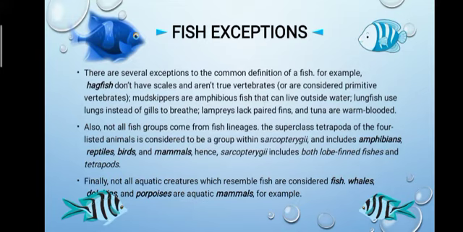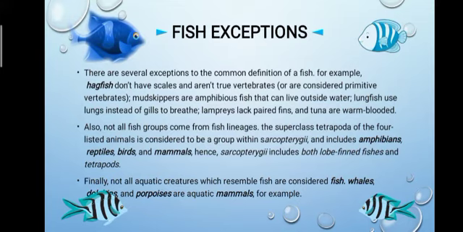Also, not all fish groups come from fish lineages. The superclass Tetrapoda is considered to be a group within Sarcopterygii and includes amphibians, reptiles, birds, and mammals. Hence, Sarcopterygii includes both lobe-finned fishes and tetrapods.